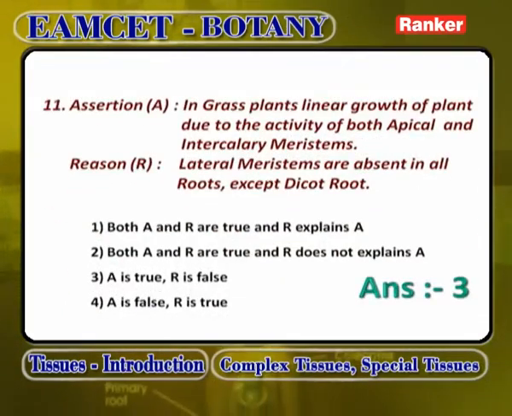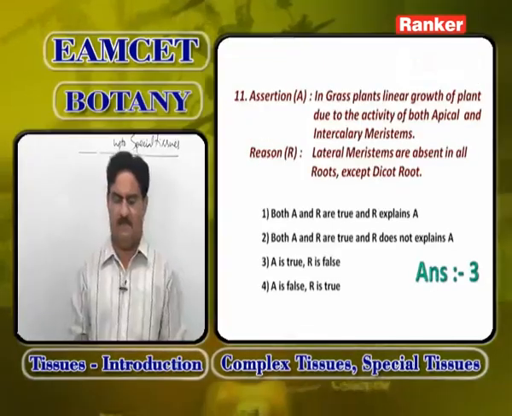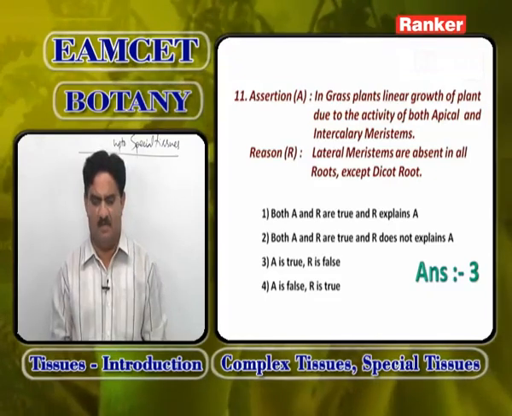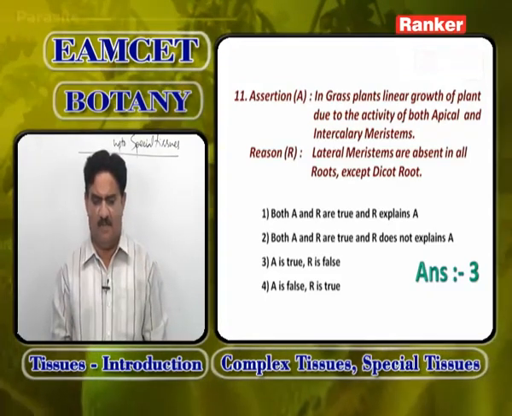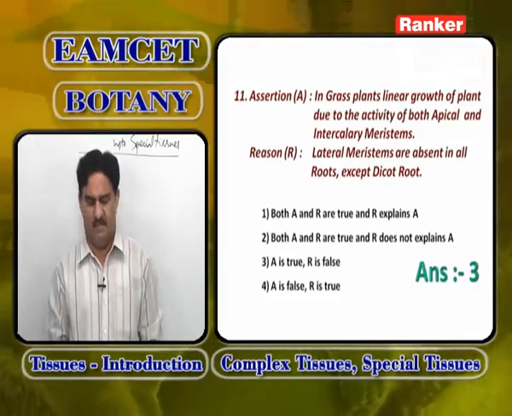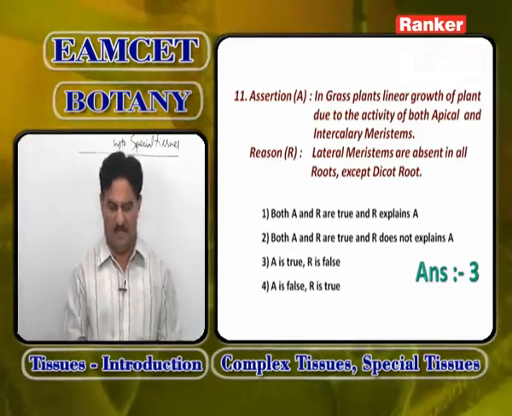This is an assertion. In grass plants, linear growth of plant is due to the activity of both apical and intercalary meristems. Linear growth of total plant body is done by apical meristem. Linear growth of stem and leaves is done by intercalary meristems. Lateral meristems are absent in all roots except dicot root is wrong. But in grass plants, linear growth of plant is due to the activity of both apical and intercalary meristems is correct. So the answer is 3. A is true, R is false.